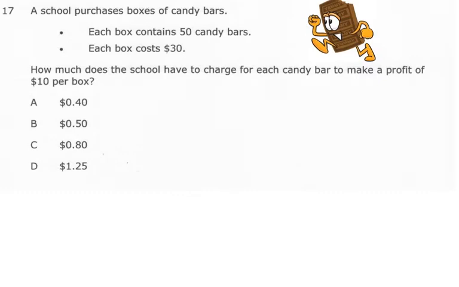Well, it says the box costs $30. That means the school's paying $30 for that box. And profit means how much they're going to make after they've already paid their expenses. So their expenses are $30 and they're making $10. So we just need to add 10 to 30, and that's $40 is what they need to sell it for. So if they sell the box for $40, they're going to make $10.